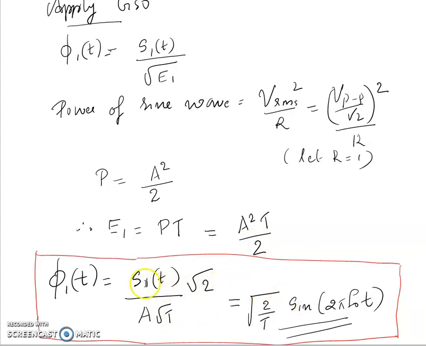We know S1 of t was A sin 2 pi f0 t. So A will cancel out, and you will have only root 2 by T into sin 2 pi f0 t. So that is your first basis function.